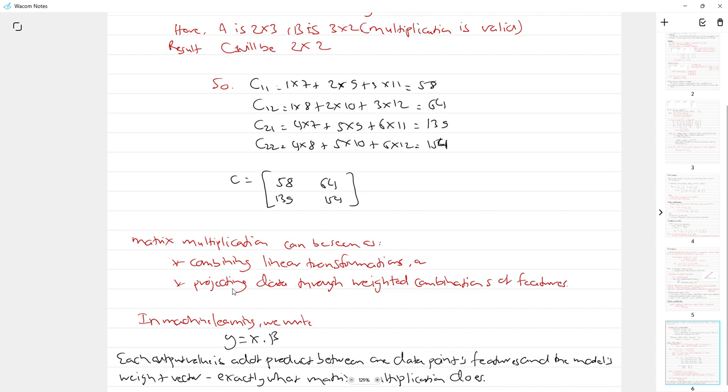So when we write y equals X times b, that's matrix multiplication, which means each output in y is a dot product between one data point's features and the model's weights. And that's exactly how your machine learning model is going to make its prediction.